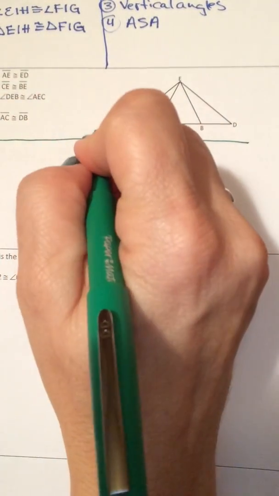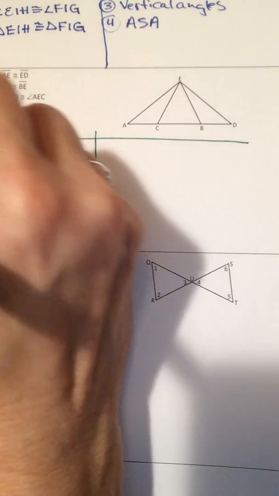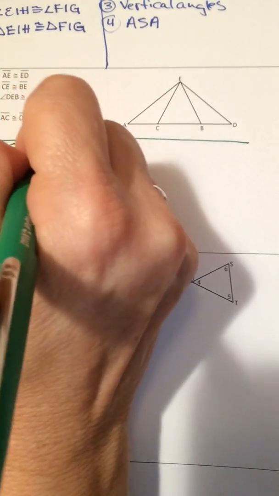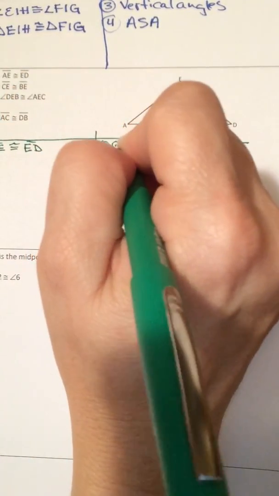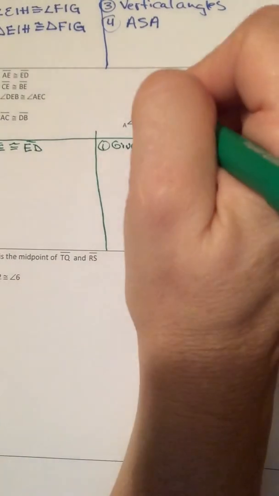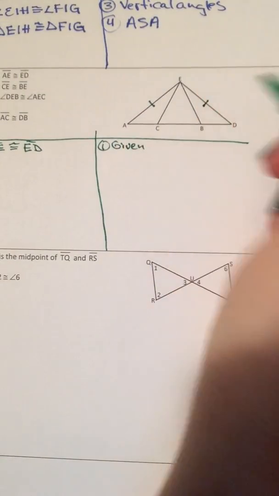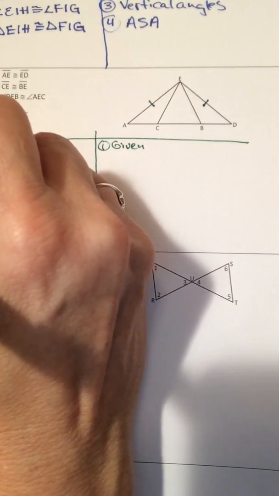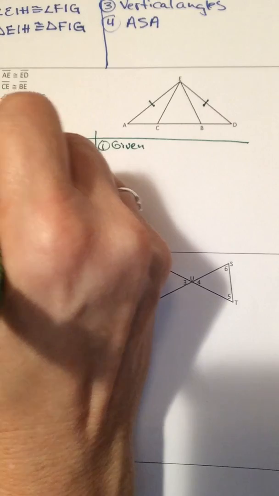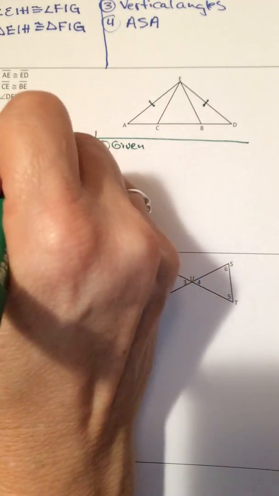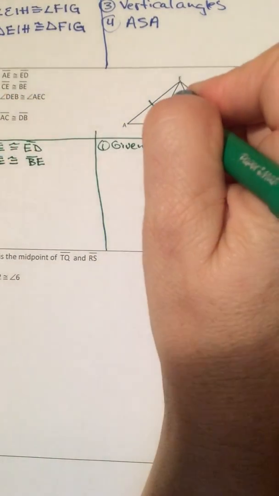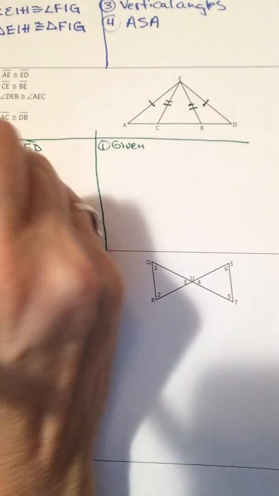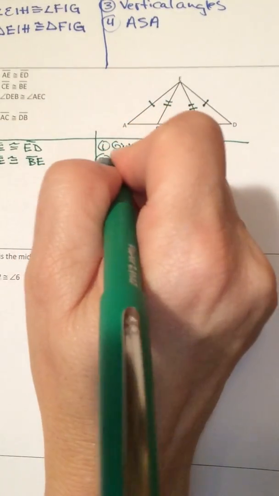So for the first piece of the given, I would say AE is congruent to ED. And that is given. And I'm going to mark it in the picture. So AE is congruent to ED. The second piece, I have CE is congruent to BE. So CE is congruent to BE. Right? 2 is given.